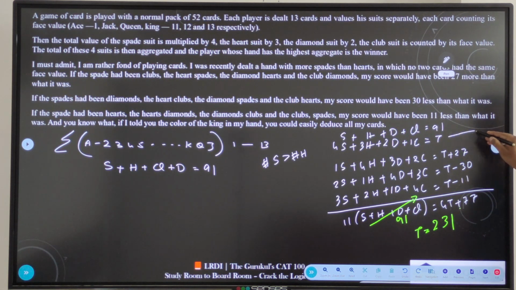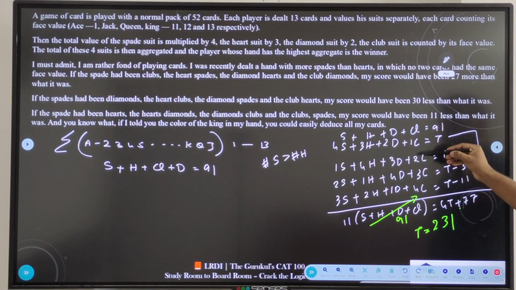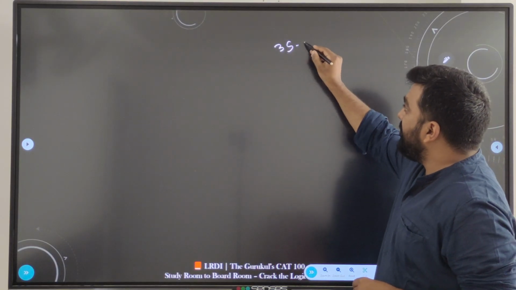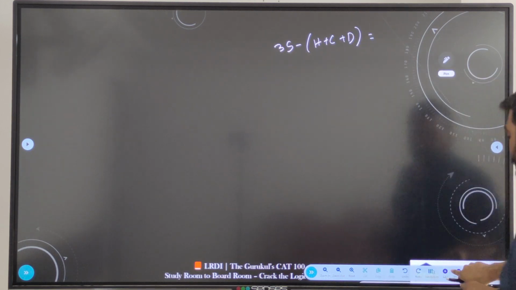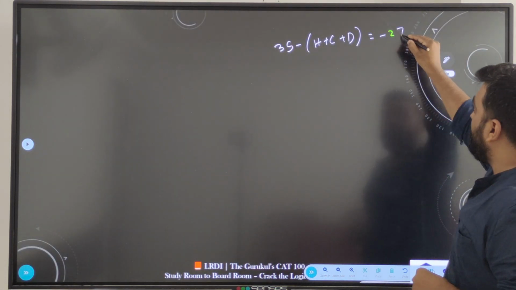If you use these two equations, subtract those two equations, what will be getting? So 4h minus 3h will be h, 3d minus 2d will be d, 2c minus c will be equal to c. So we can get some combination over there. That will be, so if we write, that combination will be 3 spades minus hearts plus clubs plus diamonds is equal to t minus t plus 27, which will be equal to minus 27. Perfect. This is minus 27.